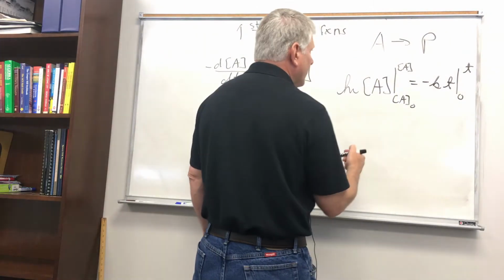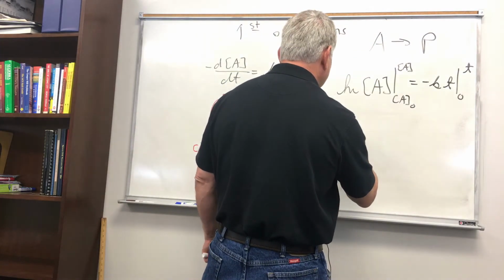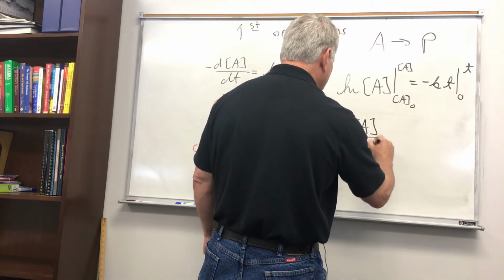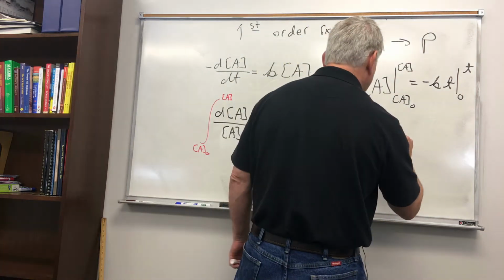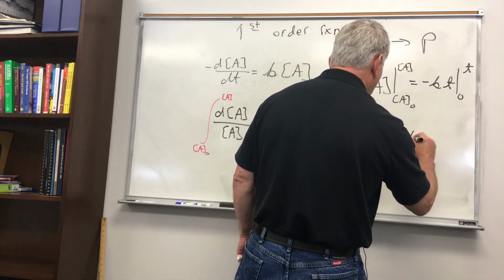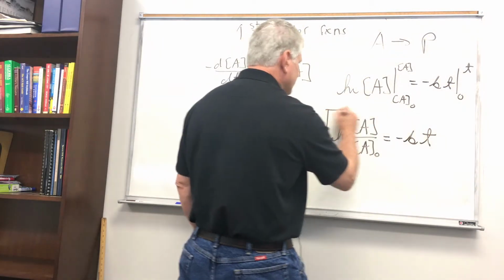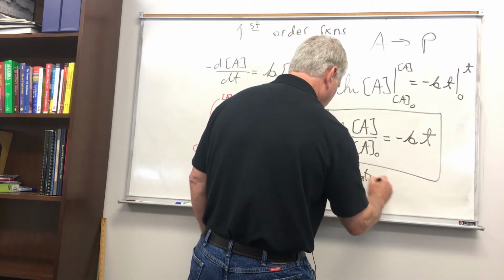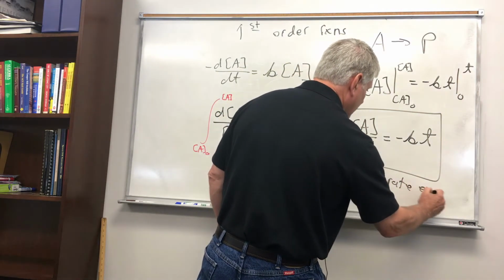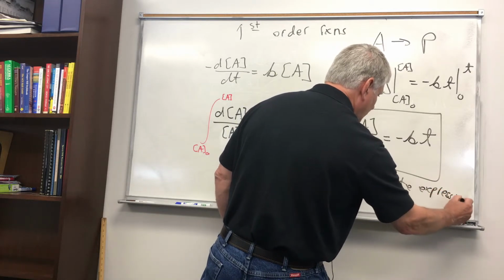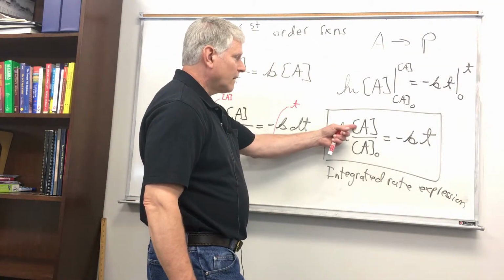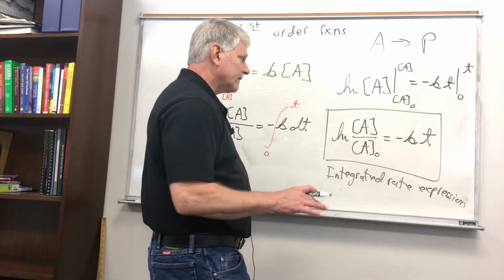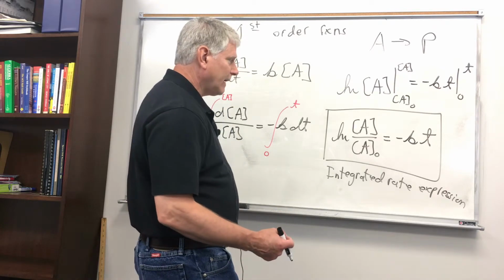So putting in my integration limits, I'll have the following expression, and I'll combine the logarithm terms into a quotient. So this is called the integrated rate expression. So it gives us the concentration of A as a function of time. So this is analogous to a trajectory in classical mechanics.